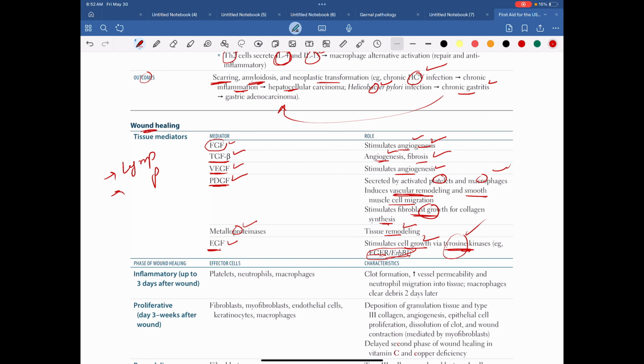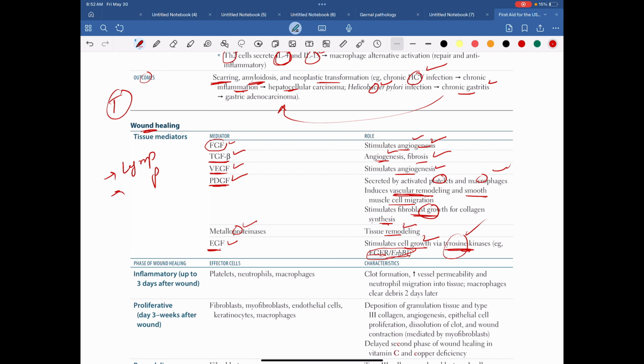Then you have to remember what kinds of lymphocytes are involved in chronic inflammation. We have the T lymphocyte. Basically these are immune cells which are produced from bone marrow, and after the bone marrow they go to the thymus. In the thymus they mature. So T lymphocytes are important participants of chronic inflammation. You have to remember that.